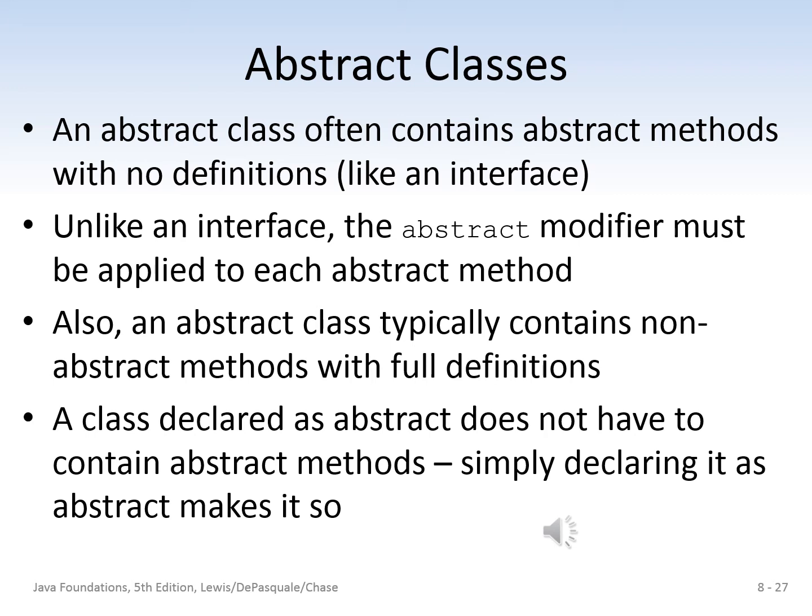So, an abstract class typically contains non-abstract methods with full definitions, in addition to abstract methods. A class declared as abstract doesn't have to contain abstract methods. Simply declaring it as abstract makes it an abstract class, but it does not have to have abstract methods within the class definition.